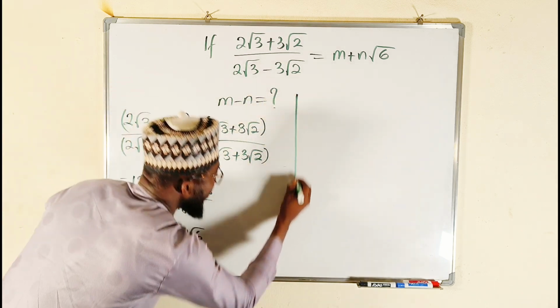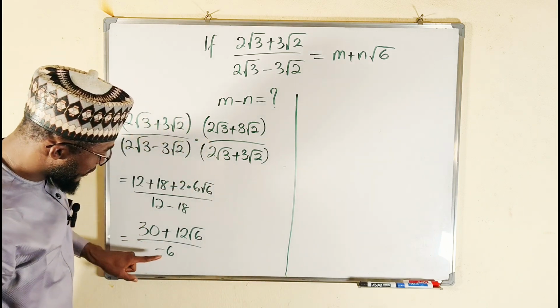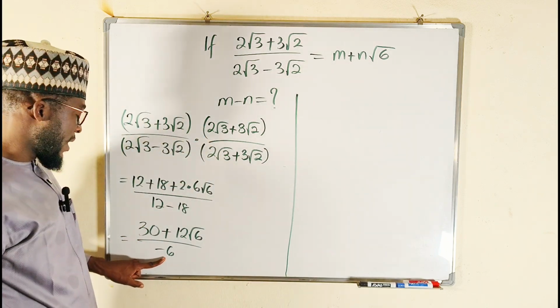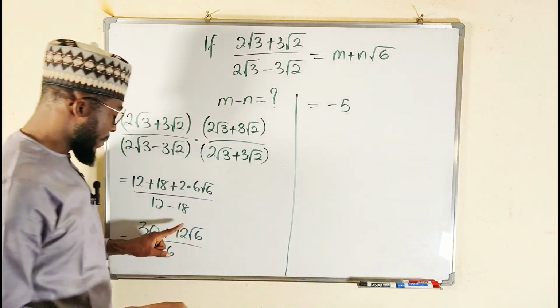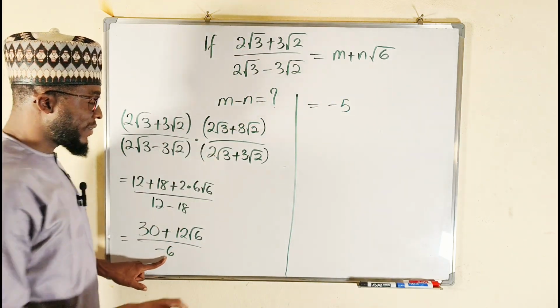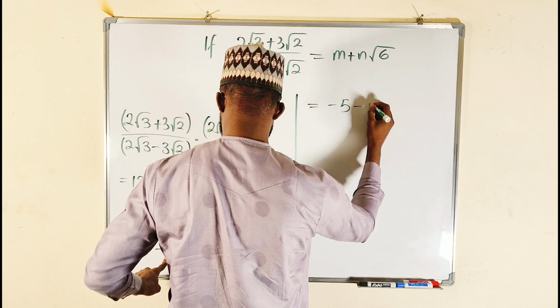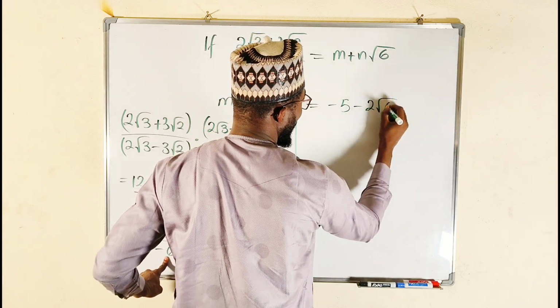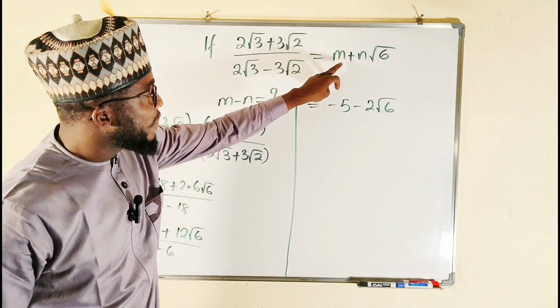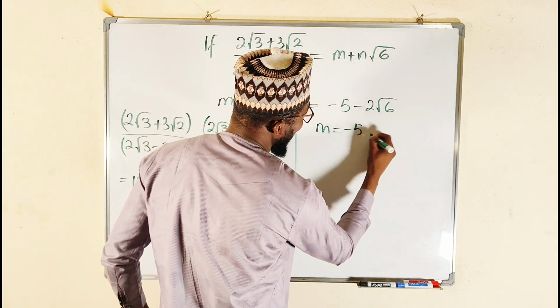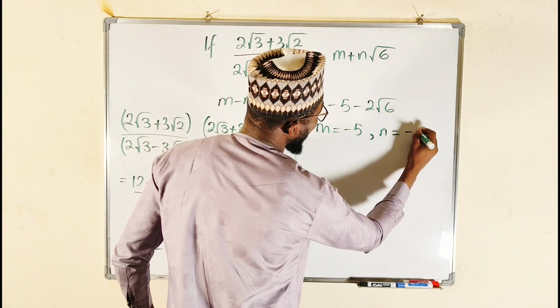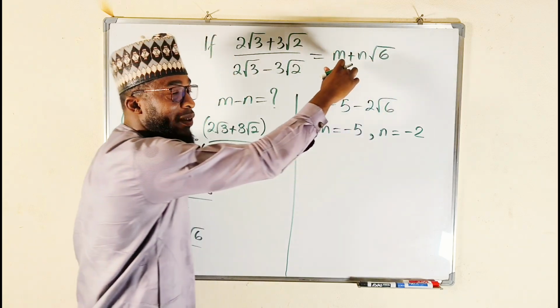Let's do that to the other side. We have 30 divided by negative 6. That will give us negative 5. Then 12 divided by negative 6. That will give us negative 2. Negative 2√6. So if we compare it with this one, you can clearly see that m is equal to negative 5 and n is equal to negative 2, which is just the coefficient of √6.